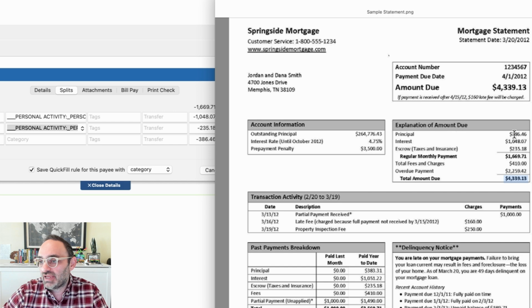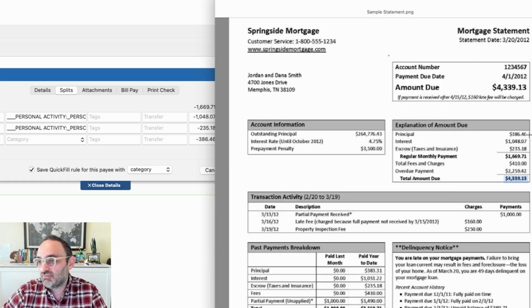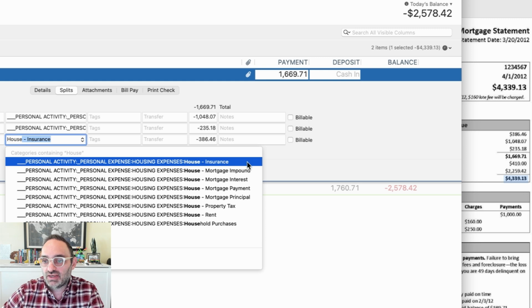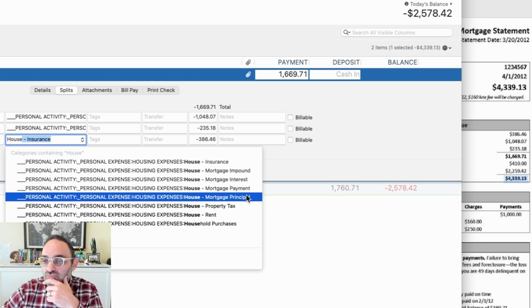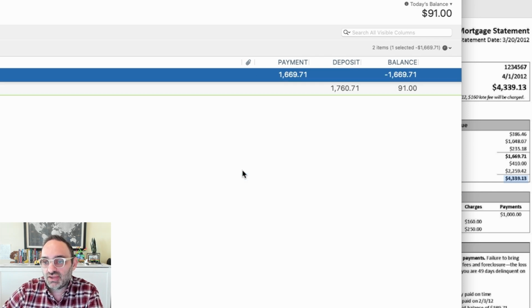And then over here we have principal, okay? And that is basically the amount that's going to pay down your loan. 386.46. You see, as I have my total payment here and I start entering splits, it's always doing the math. I'm down to my last split and it did the math and it equaled this correctly. I made a category called mortgage principal just for illustration purposes, okay? So I'm going to save that.